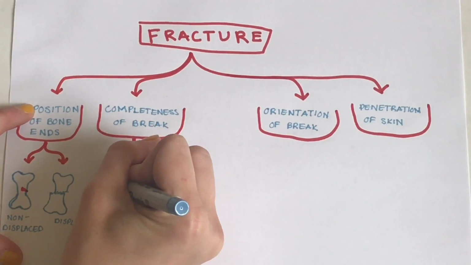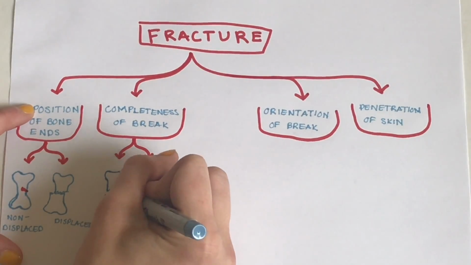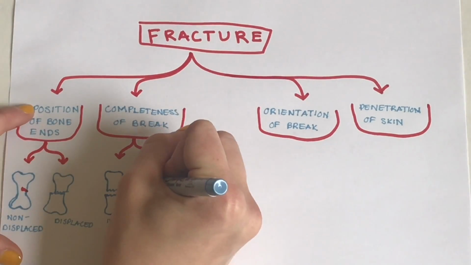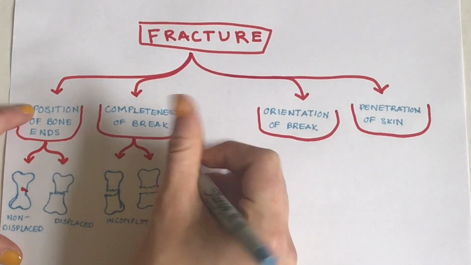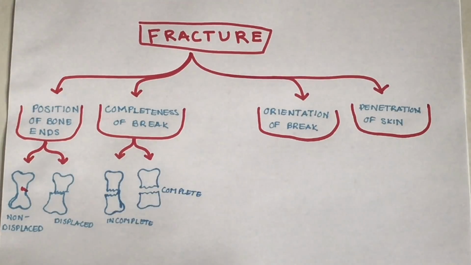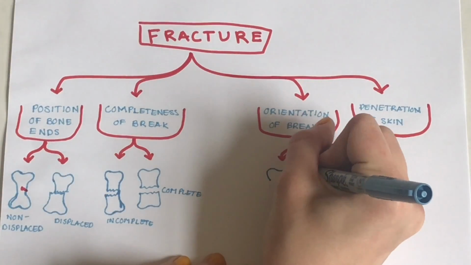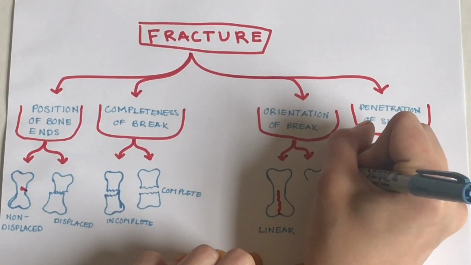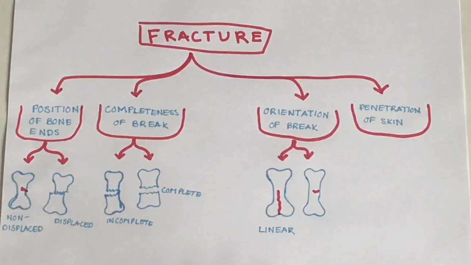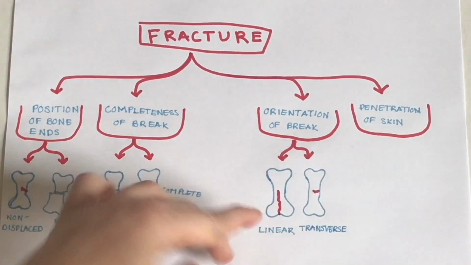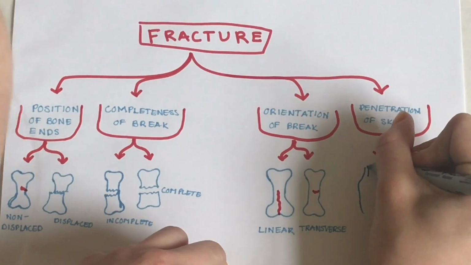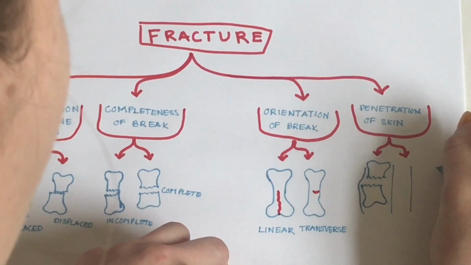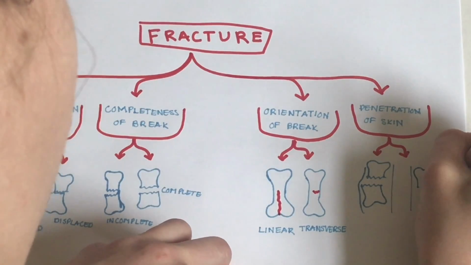The completeness of the break essentially means whether the bone completely fractured or incompletely fractured. So where it incompletely doesn't break off or it completely breaks off. Moving on to orientation of the break, it means whether the fracture is on a vertical axis or on a horizontal axis, also known as linear or transverse. Obviously, penetration of the skin is a fracture that penetrates the skin, which will cause a compound fracture. One that doesn't penetrate the skin will cause a simple fracture.